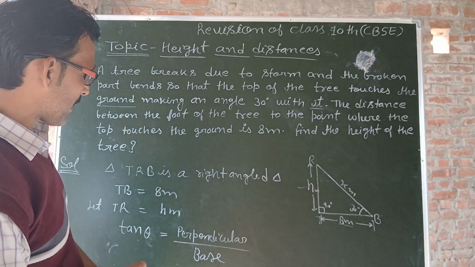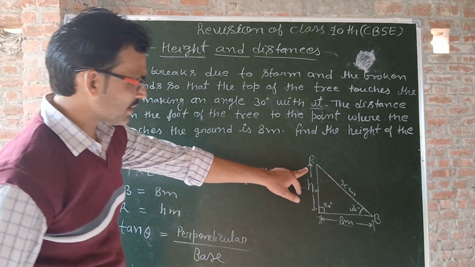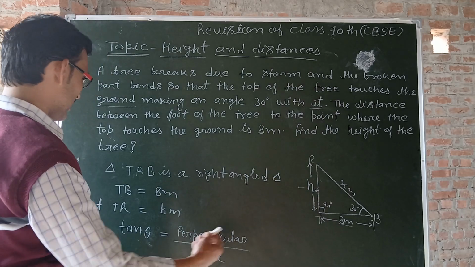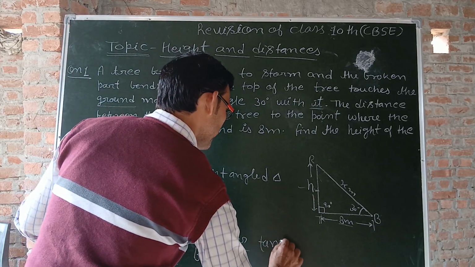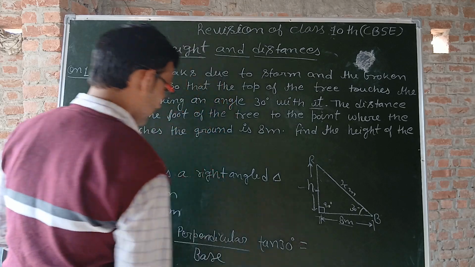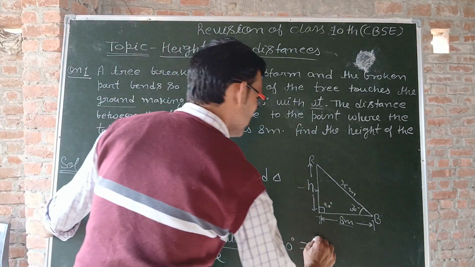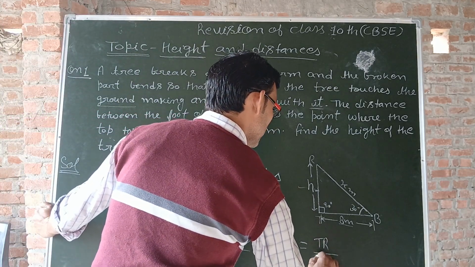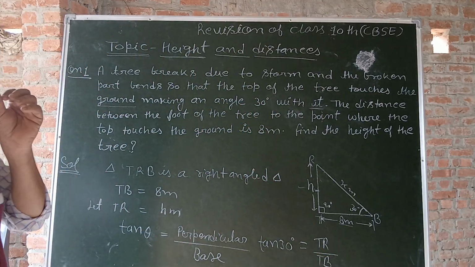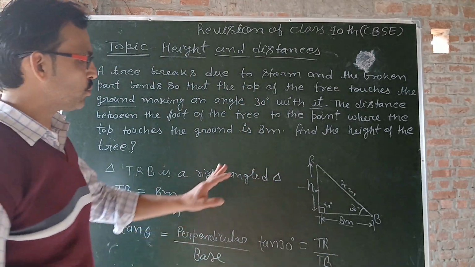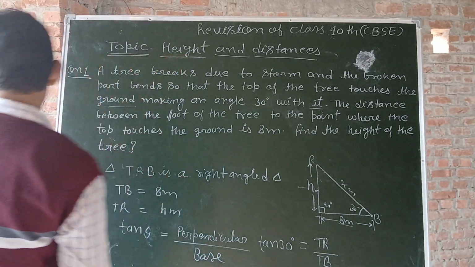This is the short trick to learn the trigonometric ratios. From here, what is our perpendicular? Perpendicular is TR. So tan 30 degrees equals TR upon PR. The value of tan 30 is 1 upon root 3. We apply it here.